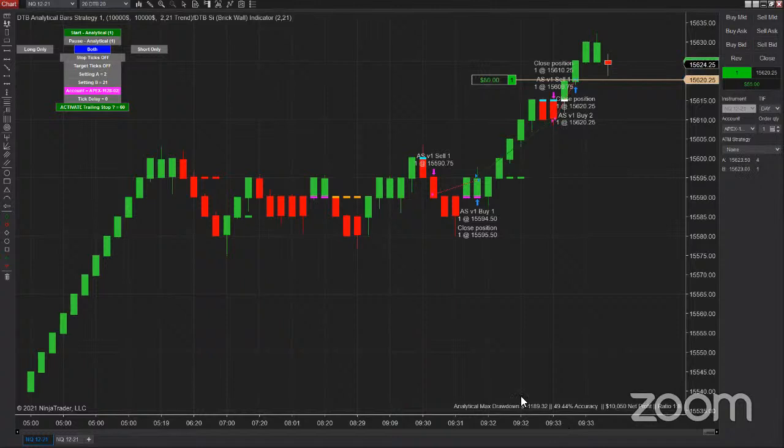Now, you can go and activate your trailing stop if you would like by using your trailing stop button. So on any of your charts, on your strategies, you can do that.